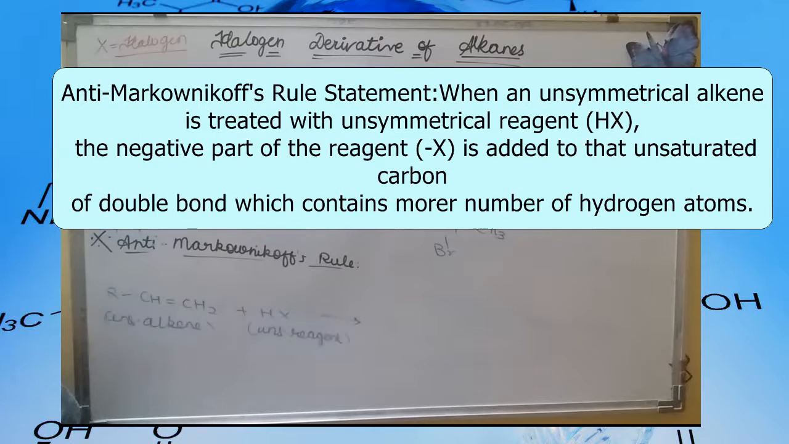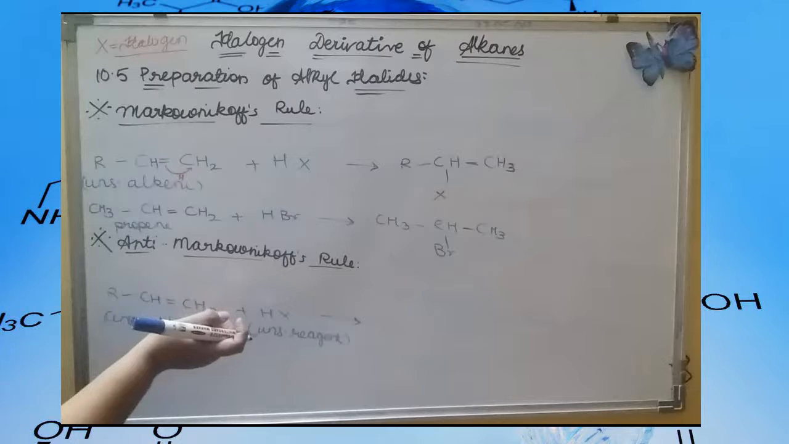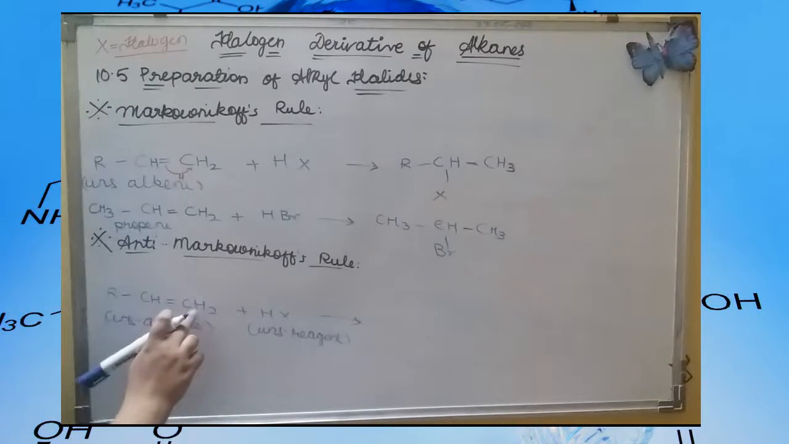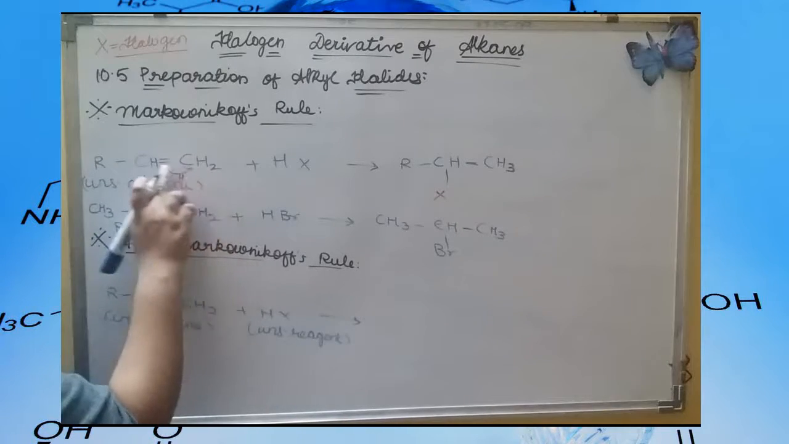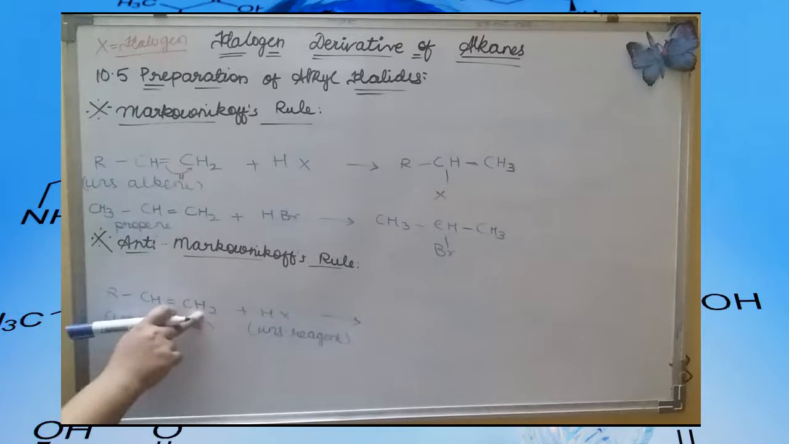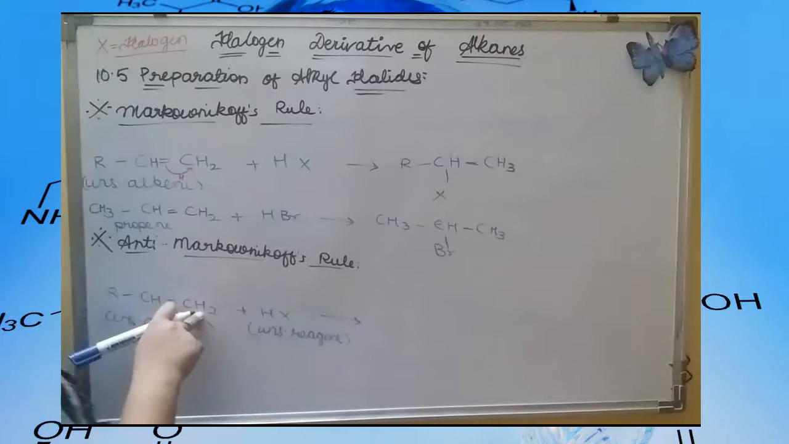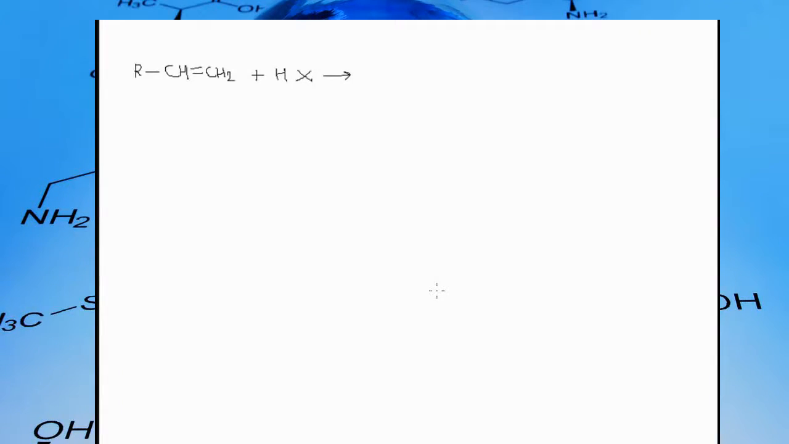the negative part of the reagent, that is X, gets attached to that carbon atom which has more number of hydrogen atoms. Here it was getting attached to the carbon atom which has less number of hydrogen atoms. Here it is getting attached to the carbon atom which has more number of hydrogen atoms. So it will get attached to this. So let us write the formula.